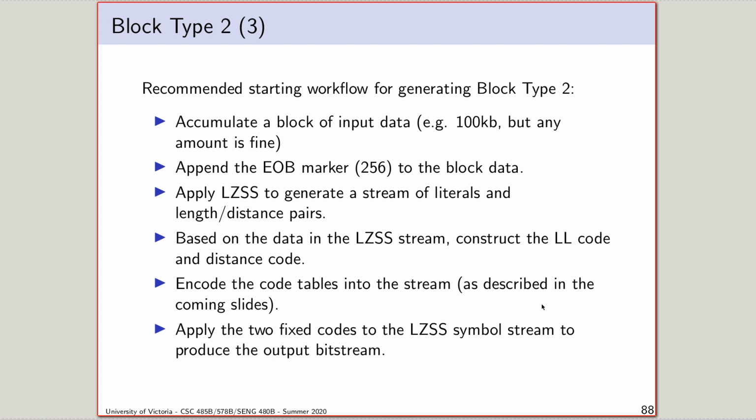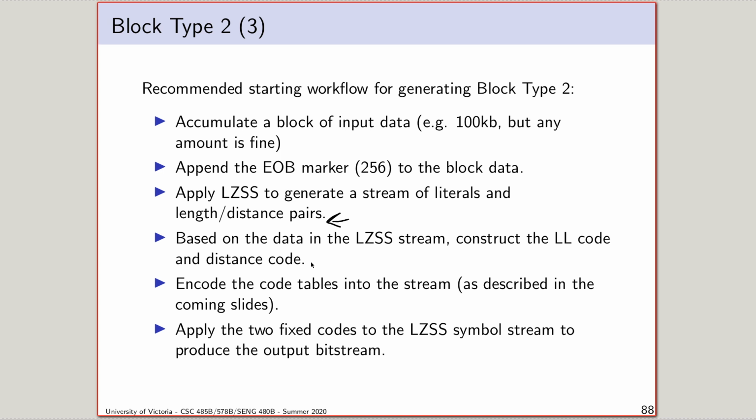I am allowed to generate my own code for the LL alphabet and for the distance alphabet, which means if I'm going to do it properly, I should generate it using Huffman coding based on the frequencies of actual values, literals and lengths. So I should apply LZSS before I create the code so I can see which symbols, including length symbols and distance symbols, appear most often. So I get to this point like I was in block type 1 and I pause. I now go and generate prefix codes, probably Huffman codes, and then I find a way of encoding them.